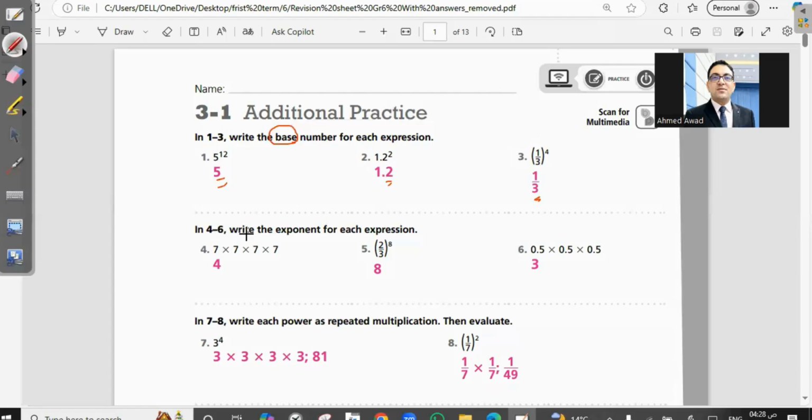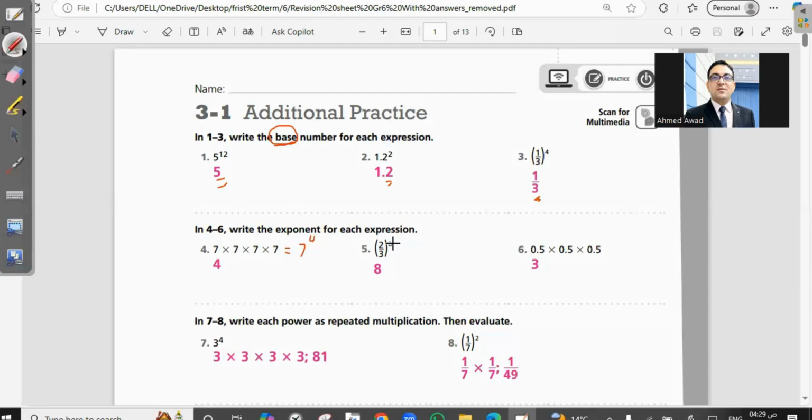In 4 till 6, write the exponent. So in the first question, guys, you needed the base, so you should be careful. But in the second one, you need the exponent. So number 4, it's 7 repeated how many times? Yeah, 7 times. So we can say it's 7 to exponent 4. So the exponent here is going to be 4.